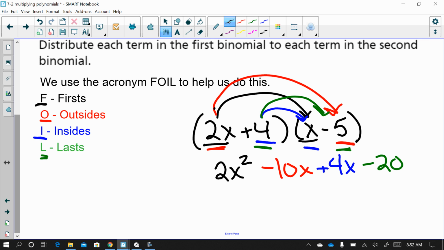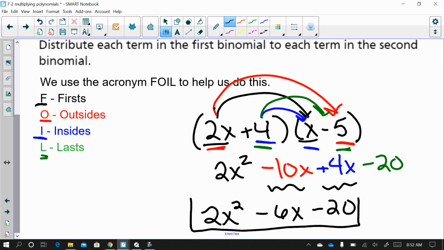Am I done? The answer is no, we still have like terms. Okay, notice I have x's here. I don't have any other x squared, so I leave that guy alone. Negative 10x plus 4x gives me a negative 6x. Okay, and then we have minus 20. So this is my final answer.